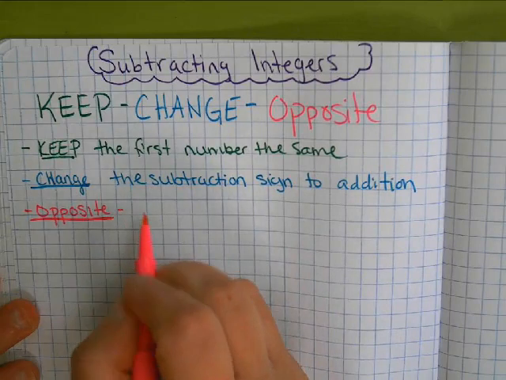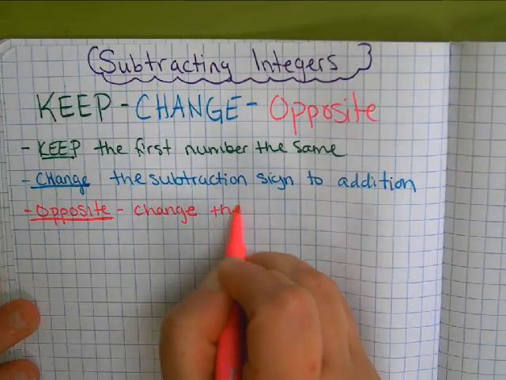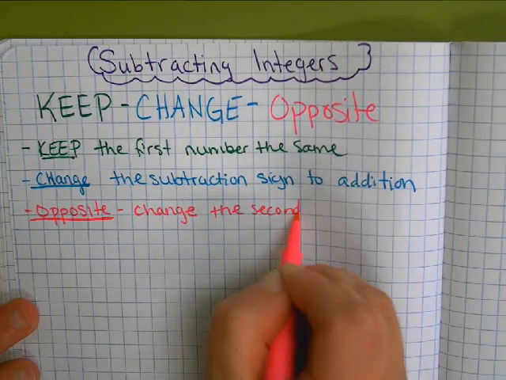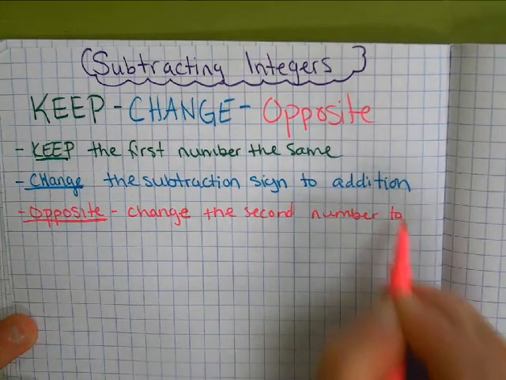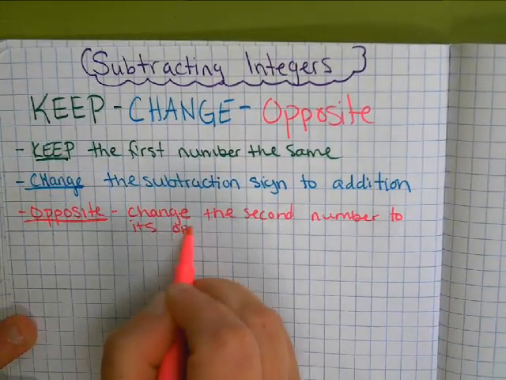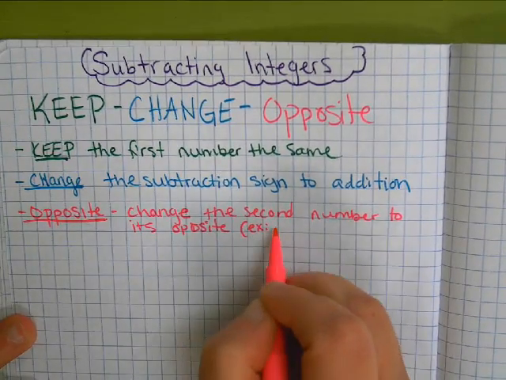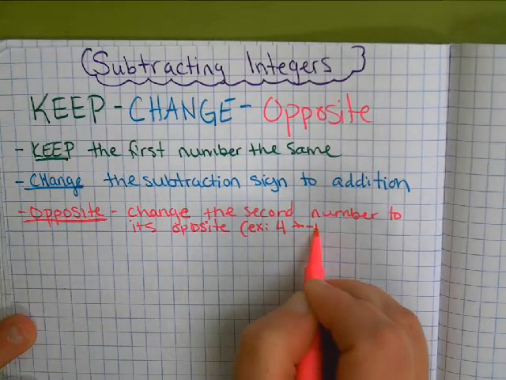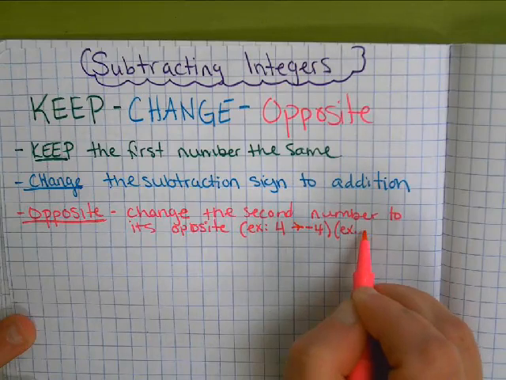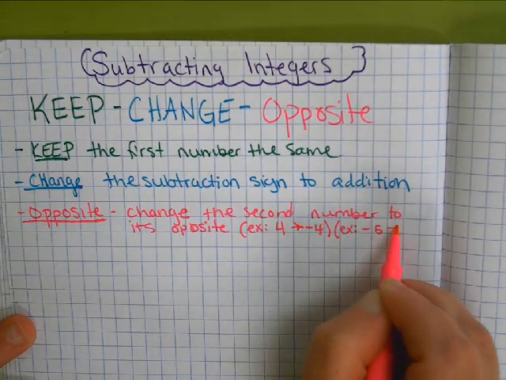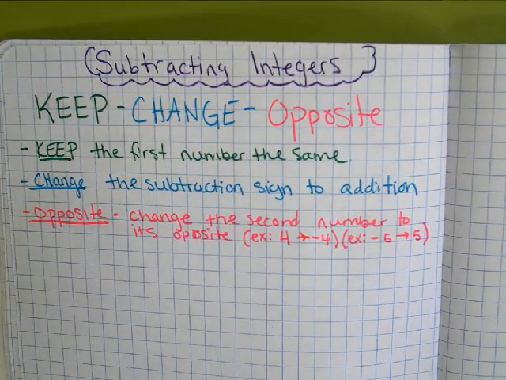What I mean by that is you're going to change the second number to its opposite. For example, the opposite of 4 is negative 4. The opposite of negative 5 is 5. So you would change it to the opposite number. So it basically means change the sign.